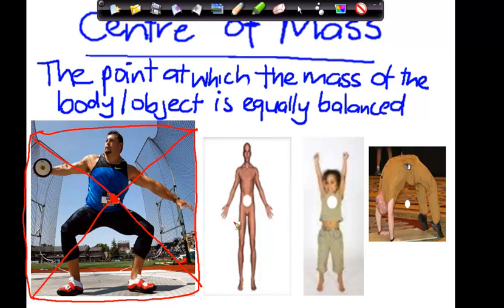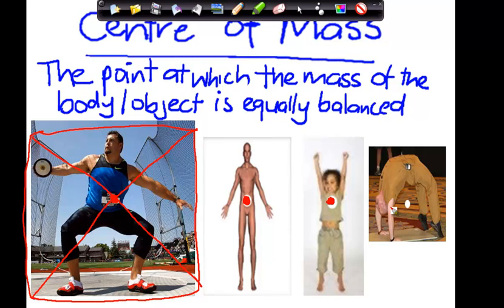Moving on to my next example, if I was just standing upright, my centre of mass is pretty much close to my belly button or navel area. If I was to raise my arms up, my centre of mass would move slightly higher up my body. For example, in this child here, her centre of mass has gone slightly higher. If you raise things up above you, your centre of mass will rise.